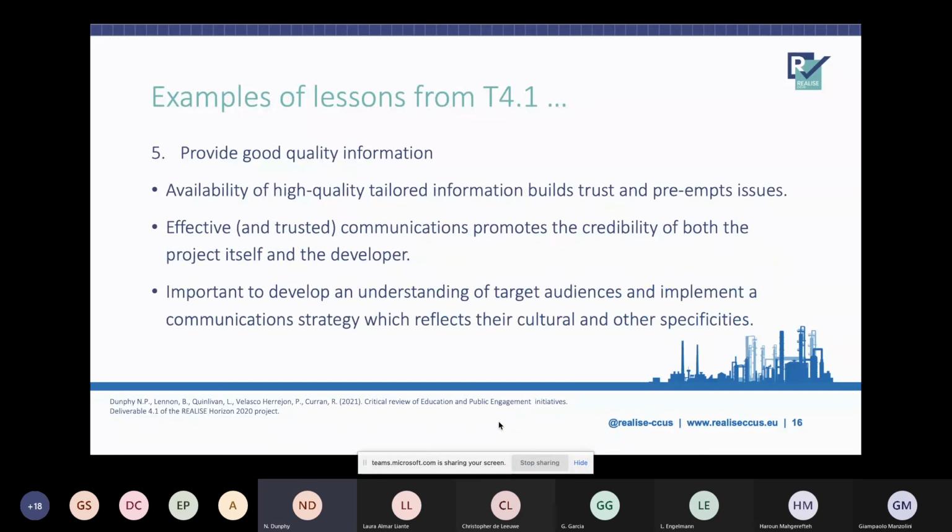The provision of good quality information is key. It builds trust, it preempts issues, but it needs to be tailored to the community. Effective and trusted communications promotes the credibility of both the project itself and indeed of the developer. And as I said, it's important to develop an understanding of a target audience so that you can implement a tailored communication strategy which reflects the cultural and other specificities that apply.